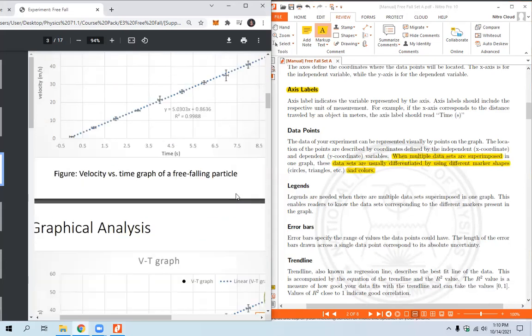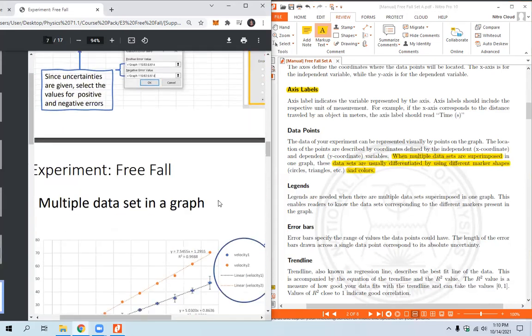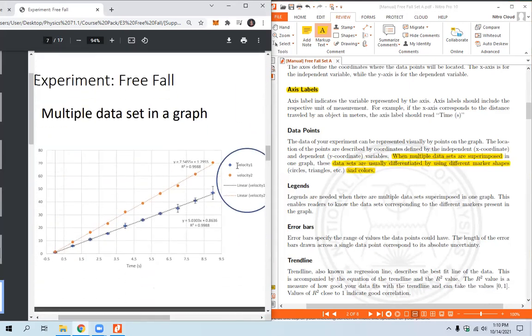So let's look for a graph here na nag-represent nito, ang superimpose. Ito, may dalawang data set ako dito. Ang kulay blue dots ko represent a data set called velocity 1. On the other hand, meron akong another data set, velocity 2, na represented by orange dots. When I say superimposed, ibig sabihin lang, nakapatong lang yung dalawang data sets ko sa isang graph.